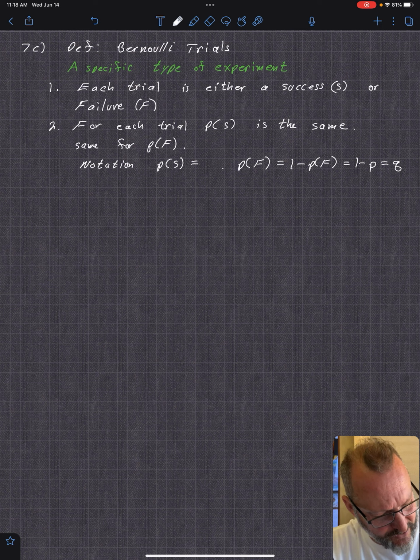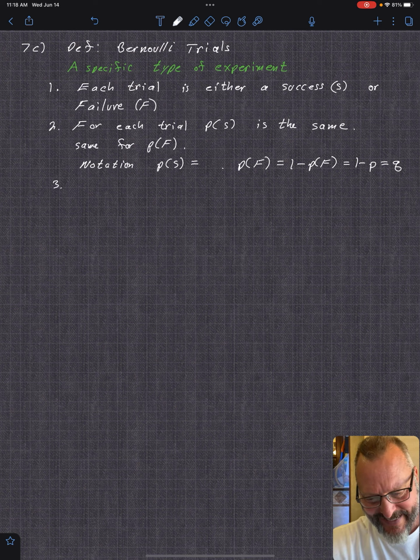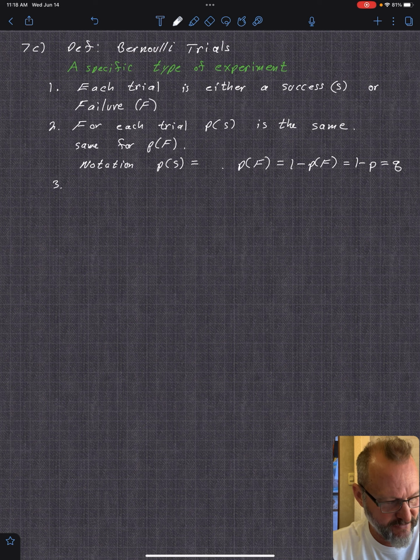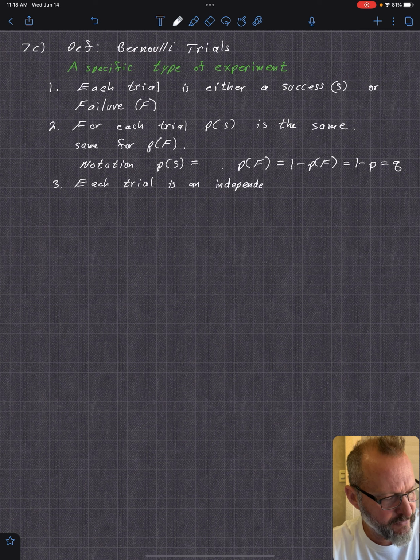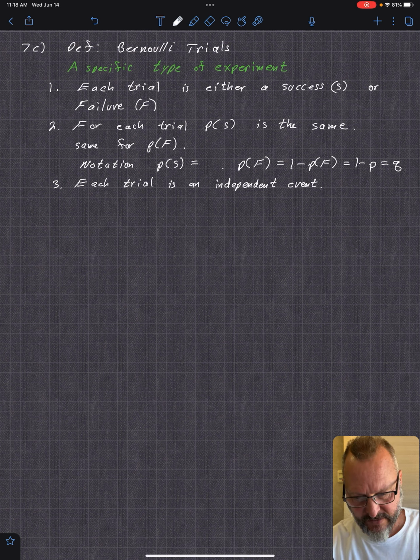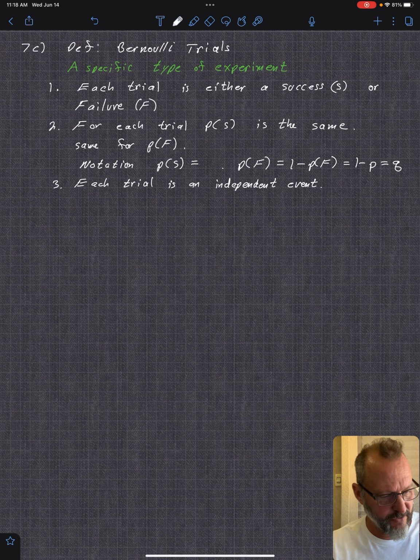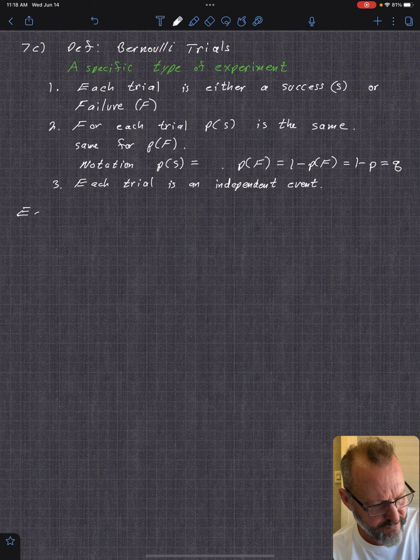And then here's another critical thing. Each trial is an independent event, just like we studied. So each trial is an independent event. All right, so let's look at some examples of Bernoulli trials.